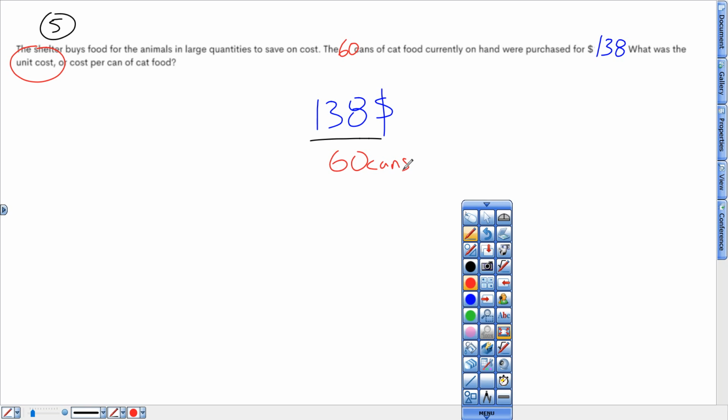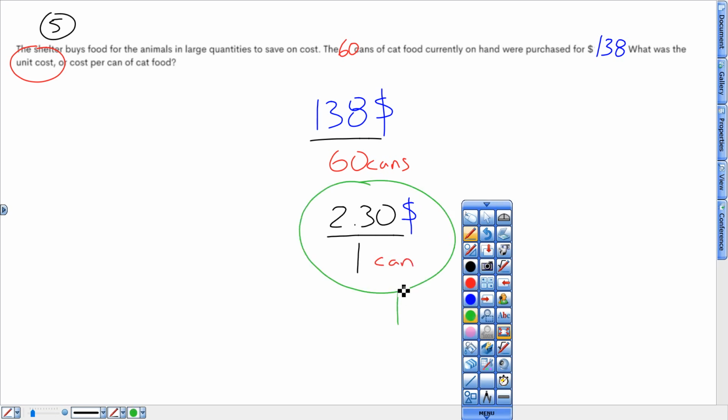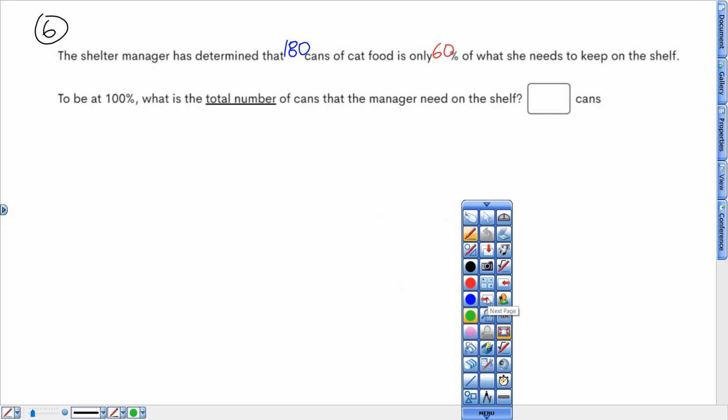138 divided by 60 gives me $2.30, and that is $2.30 for every 1 can that you buy. Notice that it's clearly both units. I have that over 1 can, $2.30 for every 1 can. Next word is up, up.